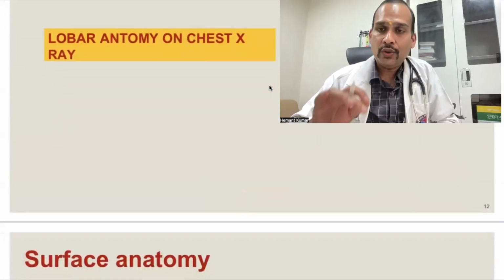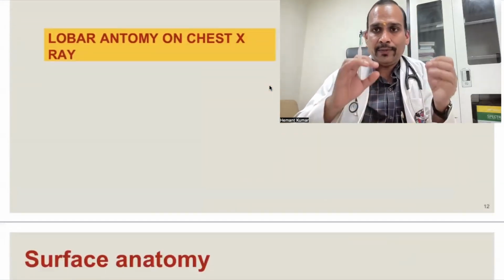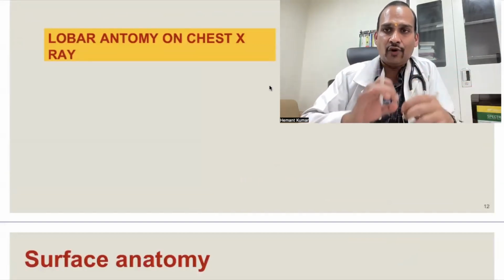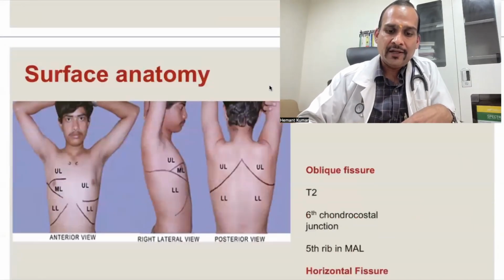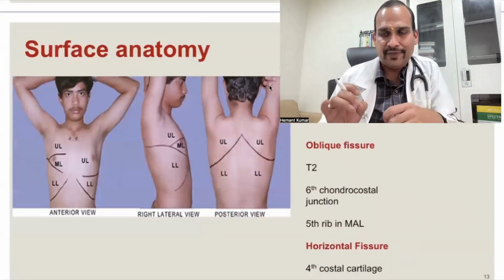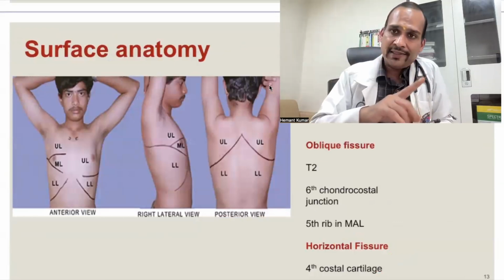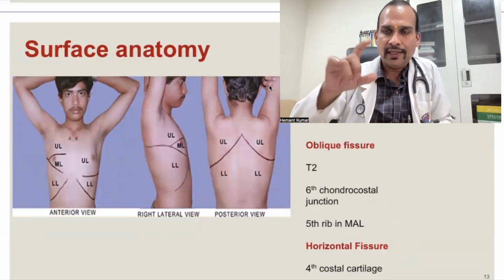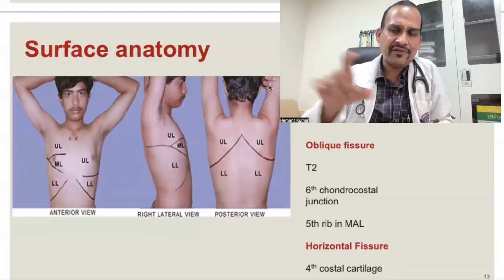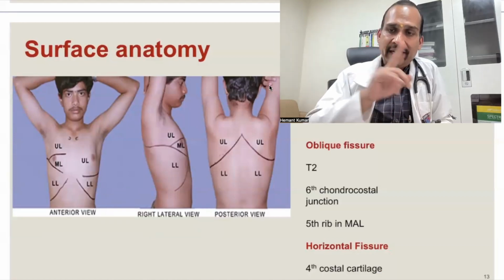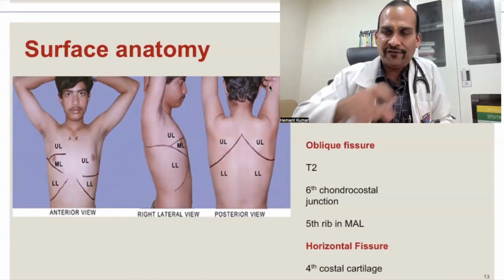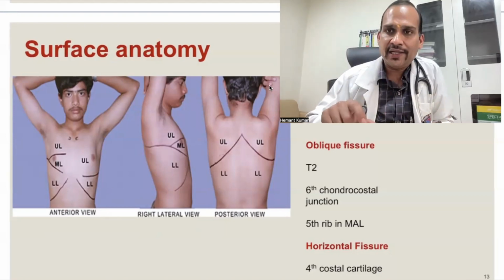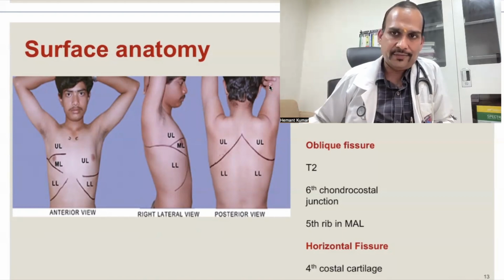Now, lung parenchyma. Before reading an abnormal X-ray, we have to see which lobe is involved in our chest X-ray. How to see? First, we have to learn surface anatomy. The right lung has three lobes: upper, middle, and lower. The left lung has two lobes: upper and lower. In the upper lobe, we can have a subdivision like the lingula. On the right side, there are two fissures: the oblique fissure, also called the major fissure, and the horizontal fissure, also called the minor fissure. On the left side, there is only the oblique or major fissure.